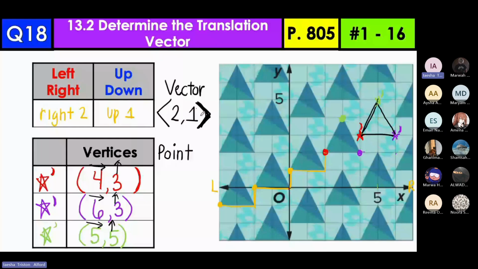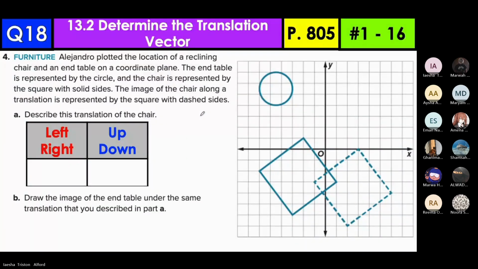So let's try another one here. This word problem. He plotted the location of a reclining chair and end table on the coordinate plane. The end table is the circle. So this is the table. And the chair is the square. So this is the chair. The image of the chair is represented by a translation. So we want to describe the translation.